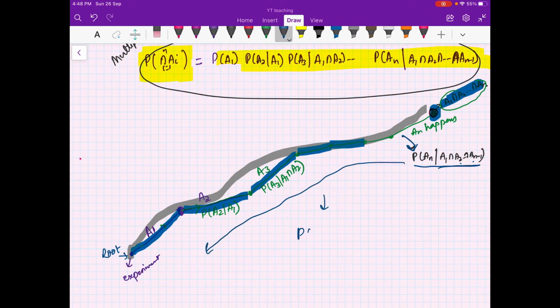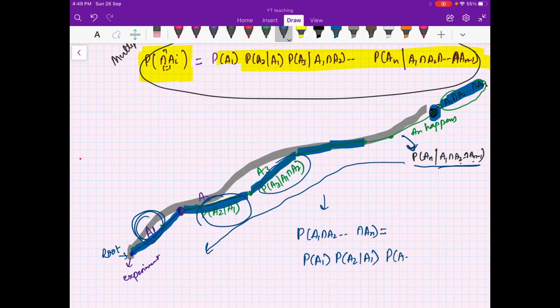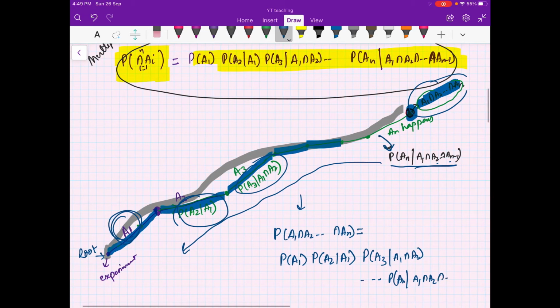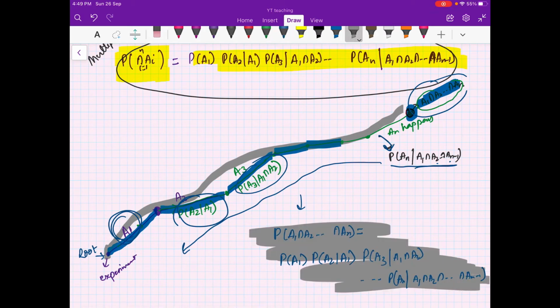You will get that the probability of A1 intersection A2 intersection up to AN will be equal to first the probability of A1 times the probability of A2 given that A1 has already happened, then the probability of A3 when A1 intersection A2 are there, and so on, then the probability of AN when A1 intersection A2 up to intersection AN minus 1 are there, right? So this is how you obtain your multiplication rule. We will use this rule in many problems.